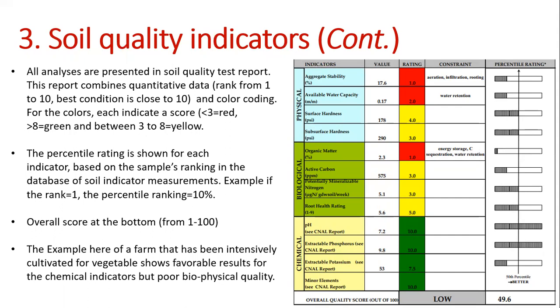Red color means very bad condition. That's why it's red. It's an alarming situation. You have to do something about it. You would also see here in this table, it listed the constraint. The constraints are basically what exactly is happening here.